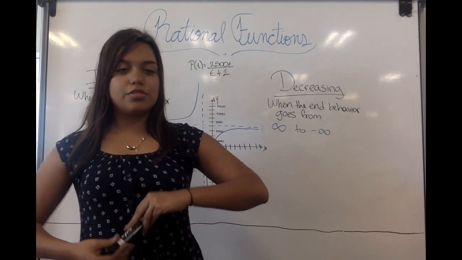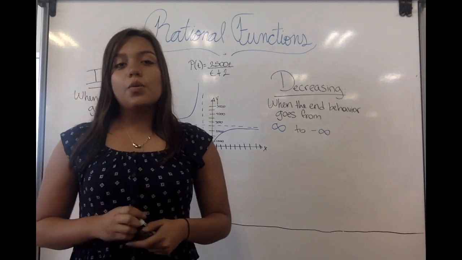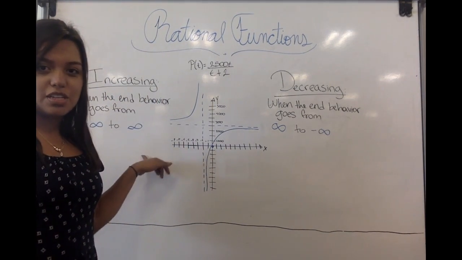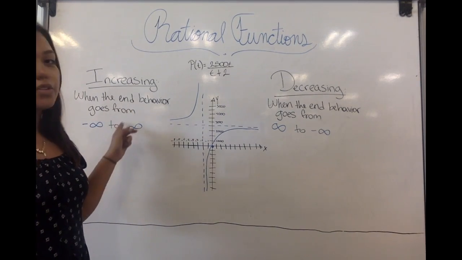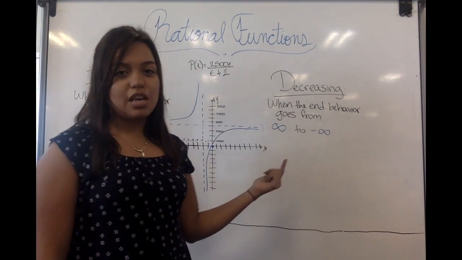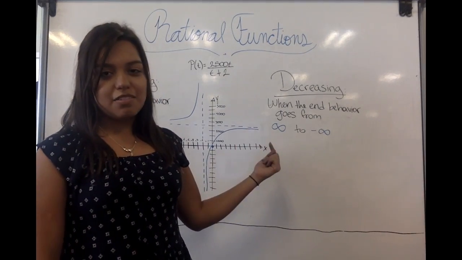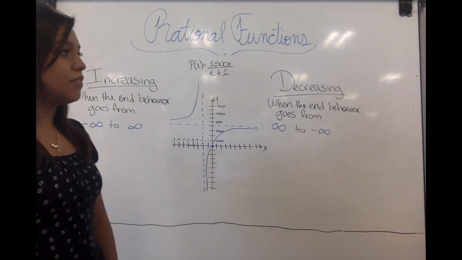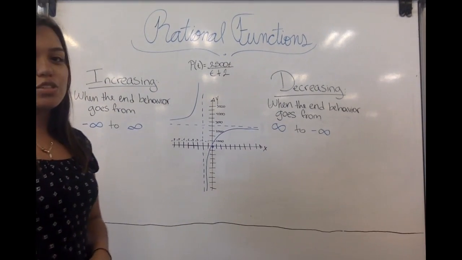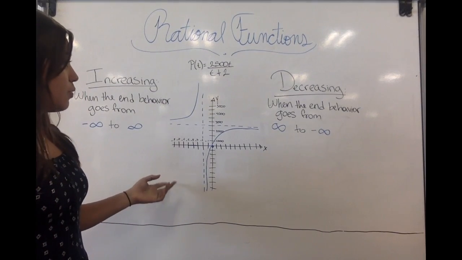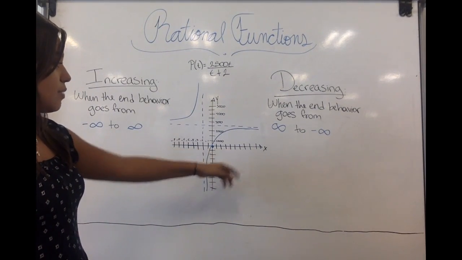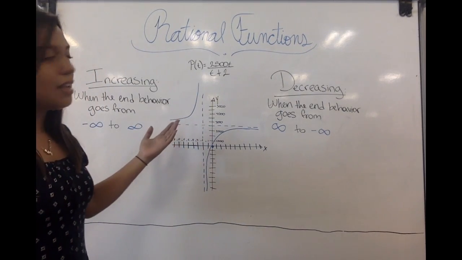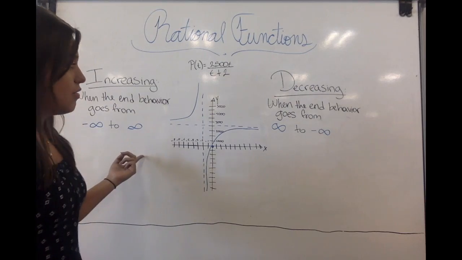So in order to know if a rational function is increasing or decreasing, we need to look at its end behavior. If the end behavior goes from negative infinity to positive infinity, we could say the rational function is increasing. And it is decreasing when the end behavior goes from positive infinity to negative infinity. Now, in our function, P of t equals 2500 t over t plus 2, we have right here the graph, and we could say that the one over here is increasing because it goes from negative infinity to positive infinity, and the one over here is decreasing because it goes from infinity to negative infinity.